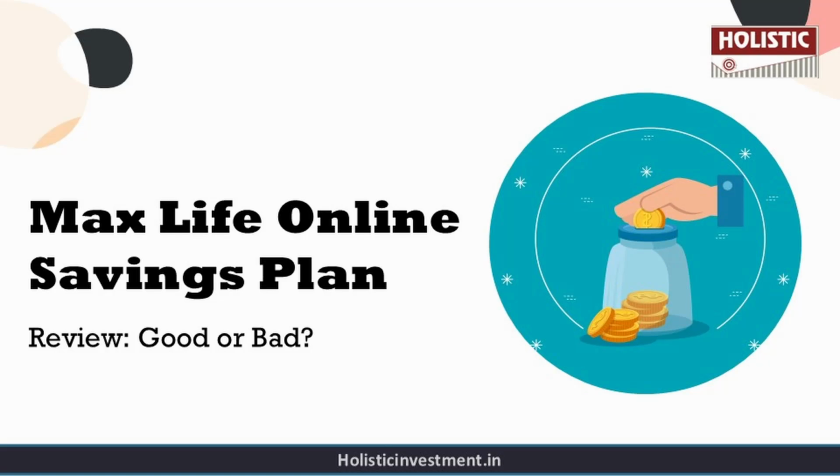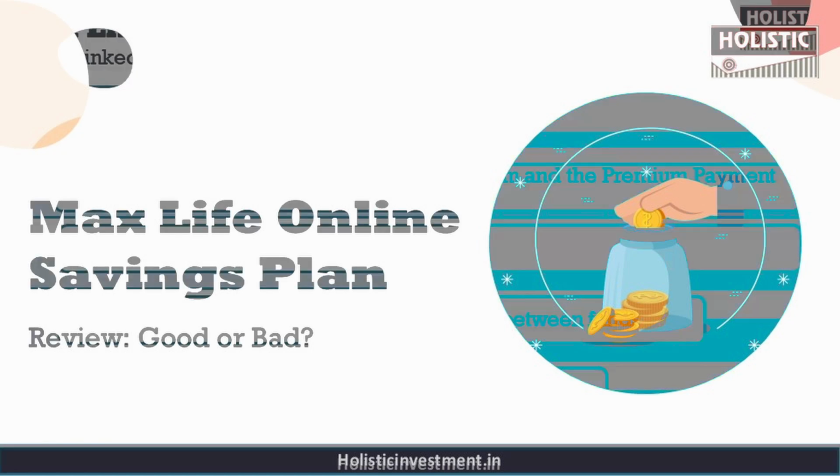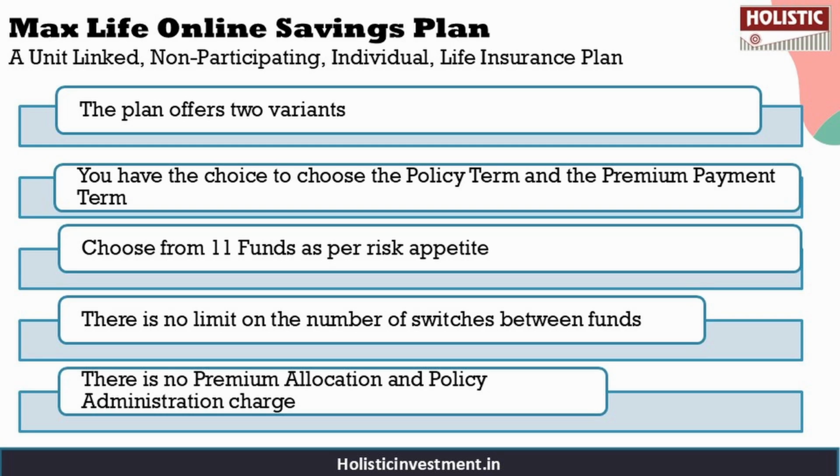Before analyzing this policy, let us first understand a few basic details about it. This is a unit-linked, non-participating individual life insurance plan that offers life protection for your family and provides market-linked returns. There are two variants in this plan. Some of the key features are that you get to choose the policy term and the premium payment term, and you can also choose from 11 funds as per your risk appetite.